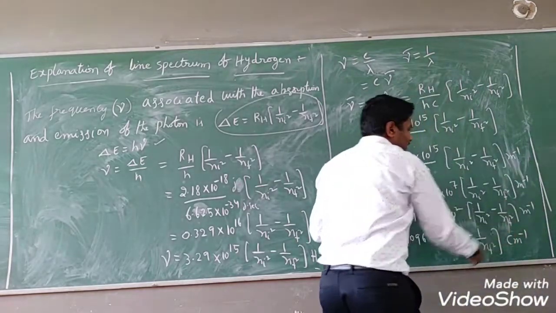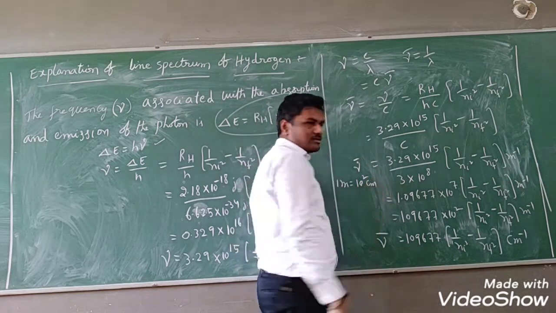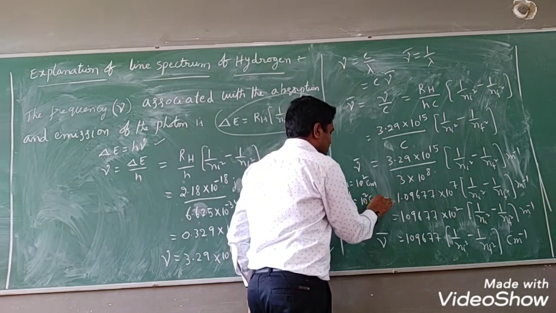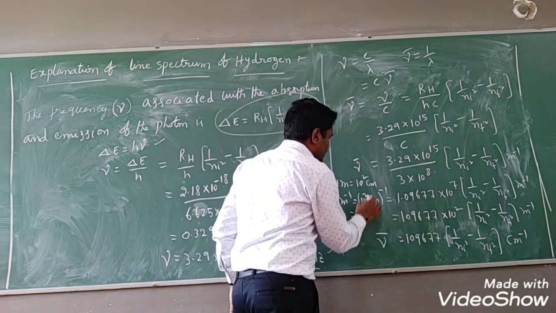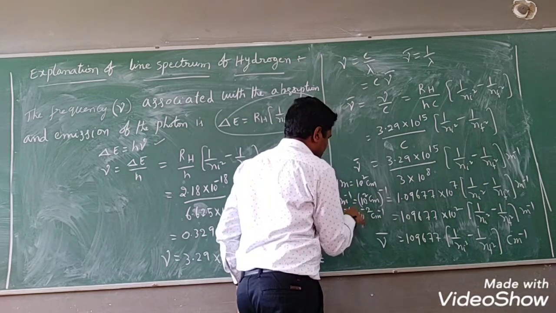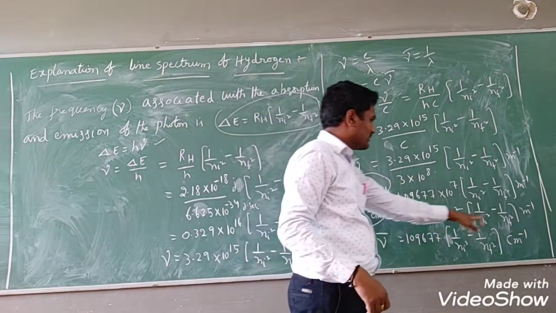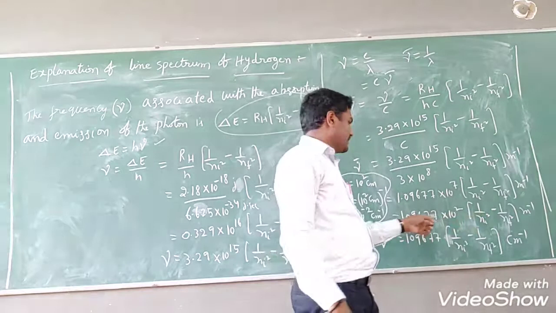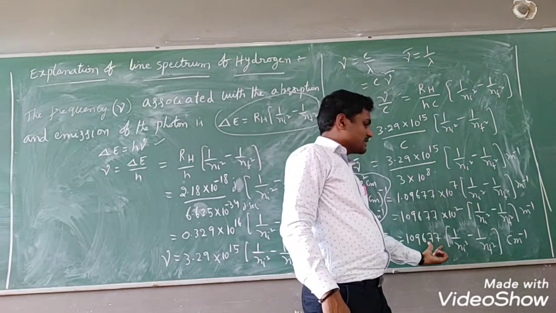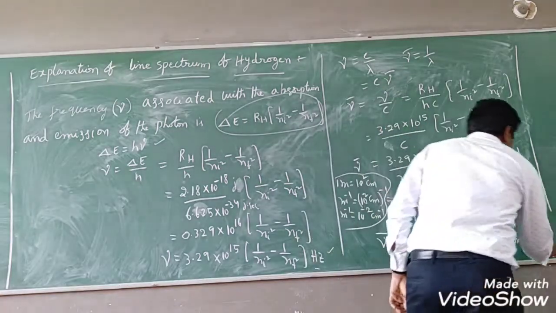This meter inverse, how will it be converted into centimeter inverse? Because 1 meter equals how many centimeters? 10² centimeters, right? So in place of meter inverse, if you substitute 10² centimeter, you get 10^-2 centimeter inverse. So meter inverse equals 10^-2 centimeter inverse. In place of meter inverse, put 10^-2 and the 10² cancels. Then 1.09677 only is left, times 1/Ni² − 1/Nf² centimeter inverse. This is the wave number expression.